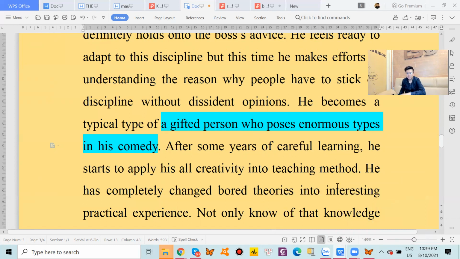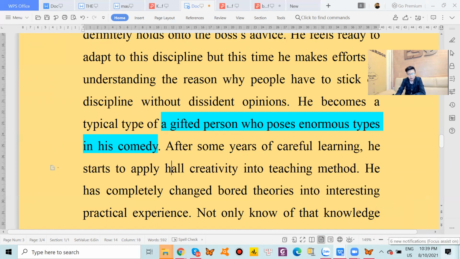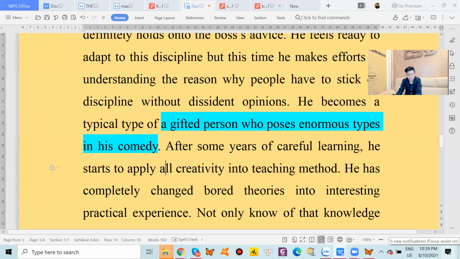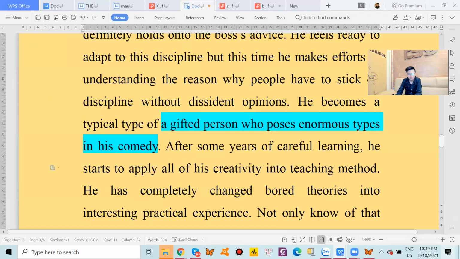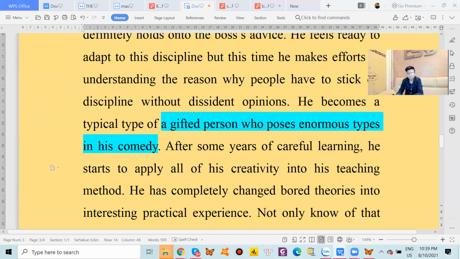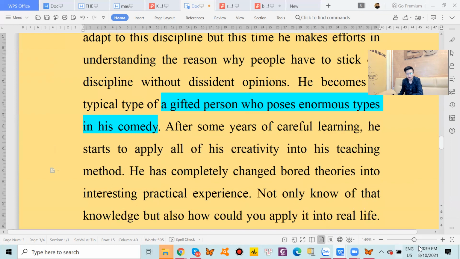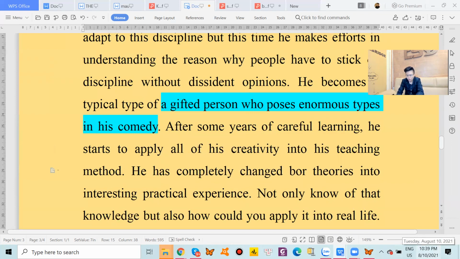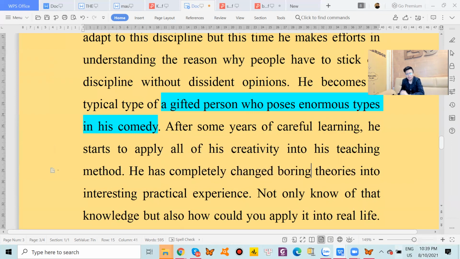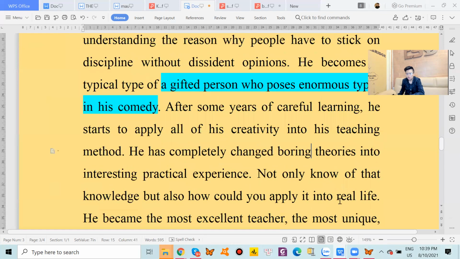So after some years of careful learning, he starts to apply all of his creativity into his teaching method. He has completely changed. Okay, boring theories into interesting practical experience.